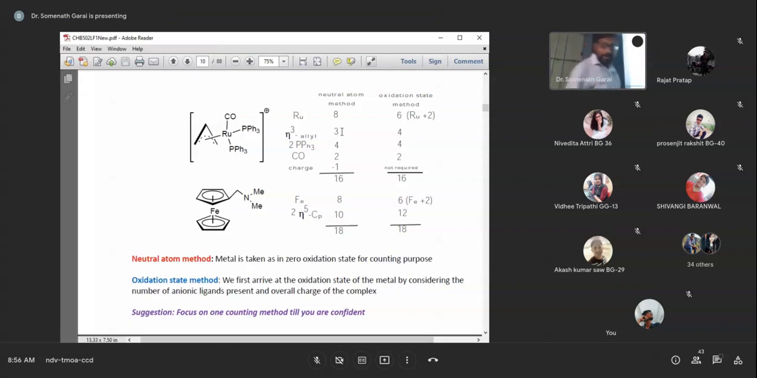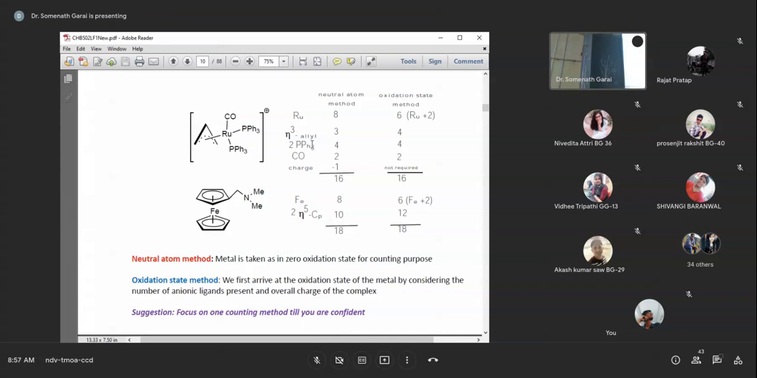Then PPh3. Each PPh3 is a neutral ligand. Neutral means 2 electrons, so 2 into 2, 4. 4 is given. CO again, 2 electrons given.